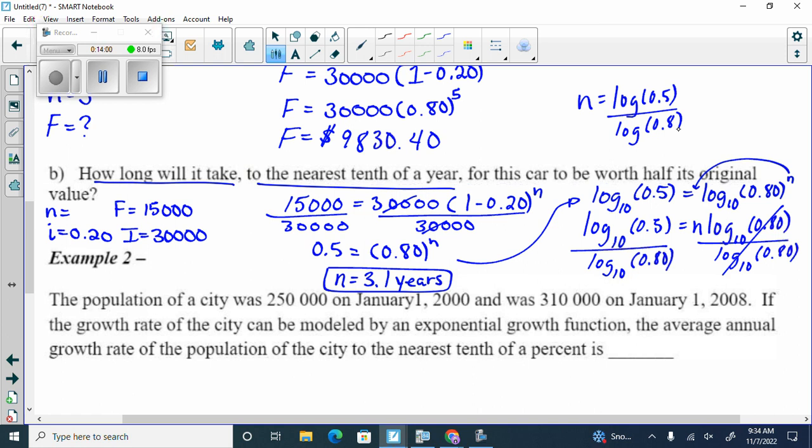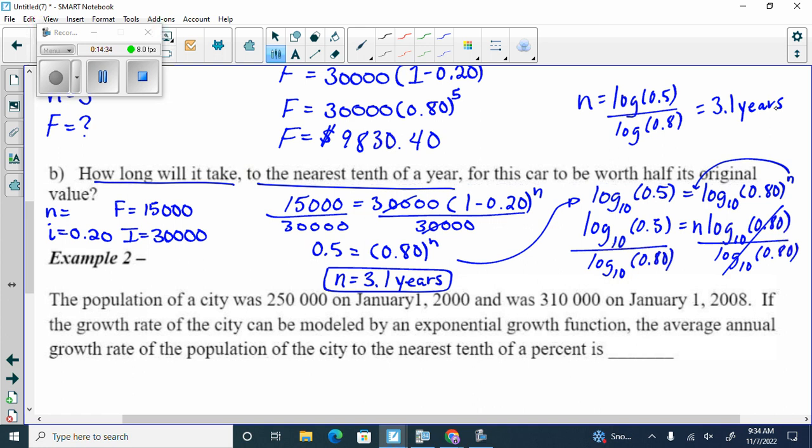So if I have a log that's any other base than 10, I actually have to do more steps, right? But if it's log base 10, it is just the log button. So go to your calculator and type in log 0.5, close the bracket, divided by log 0.8. And what do we get? 3.1 years. So same answer. That's how you can do it algebraically without even knowing how to do logs.